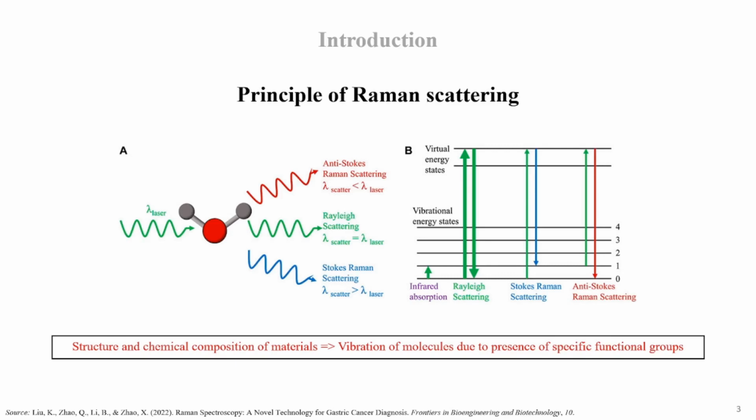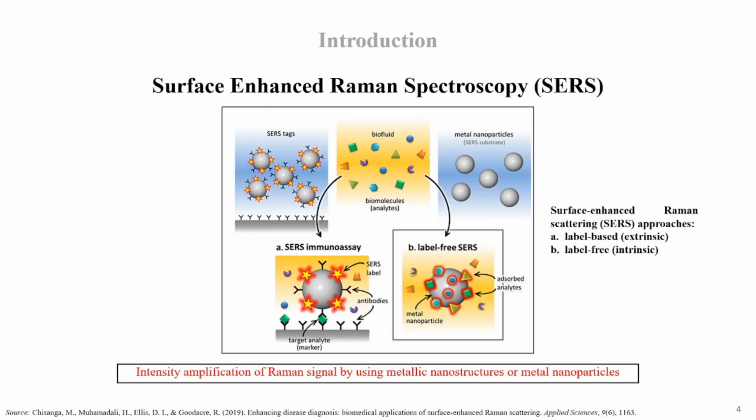Now, talking about the principle of Raman scattering, the structure and chemical composition of every material can be determined by using the vibration of molecules which are specific to the functional groups present. So, to enhance the reading of the Raman scattering, we are using surface enhanced Raman spectroscopy, which amplifies the Raman signal intensity by using metallic nanostructures or nanoparticles. We are using a label-free SERS detection technique in our study.